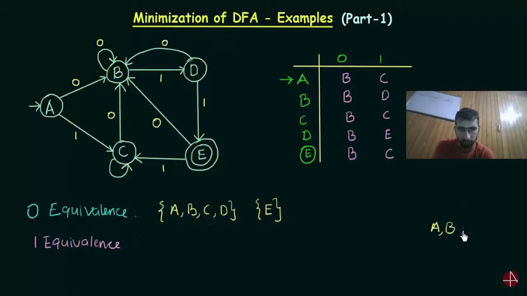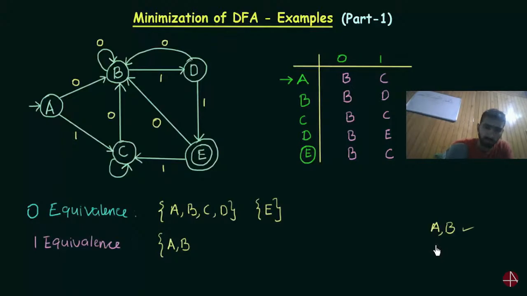So A and B are 1 equivalent. So I will put them together in one set in this 1 equivalent row: A, B. Okay. Now the next one I have to check is for C. We found already that A and B are 1 equivalent to each other, so you can check C with either A or B, because we know that A and B are already 1 equivalent.